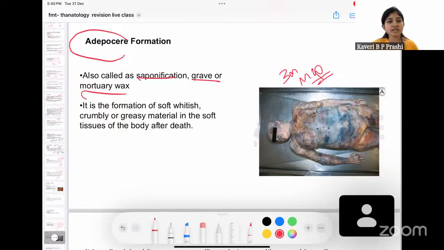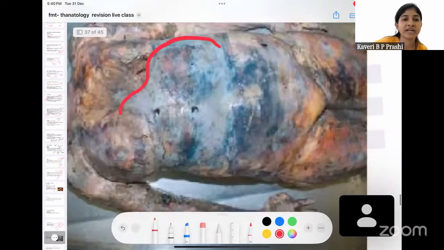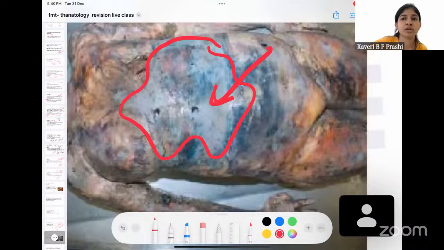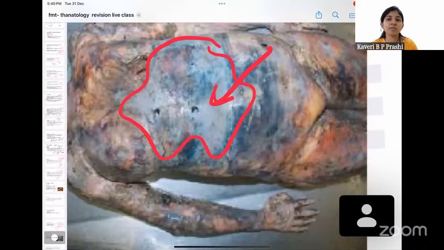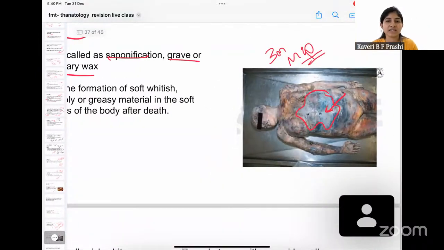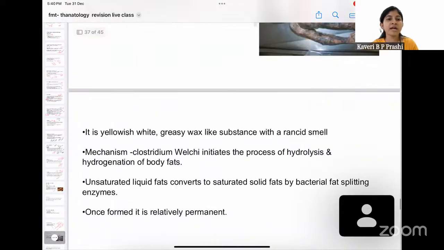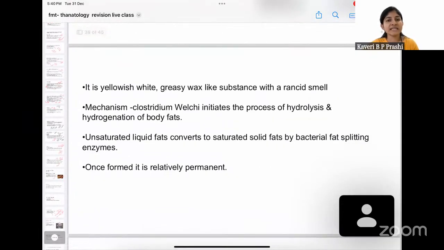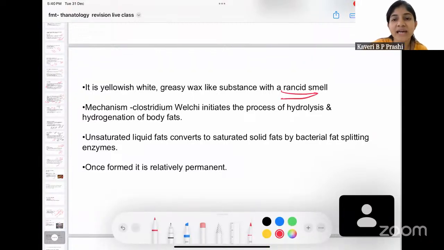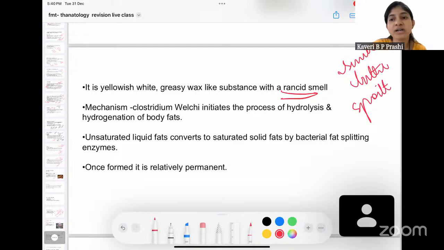So adipose hair is a formation of the soft, whitish, crumbly or greasy material in the soft tissue of the body after death. If you can see the image here, this whitish, rancid looking thing that is formed on the body, whenever this is formed, then we can say that adipose hair has been formed. It is a yellowish white, greasy, wax-like substance with a rancid smell. So what do you understand by rancid smell? If you have smelled spoiled oil or spoiled butter, that is how a rancid smell is.